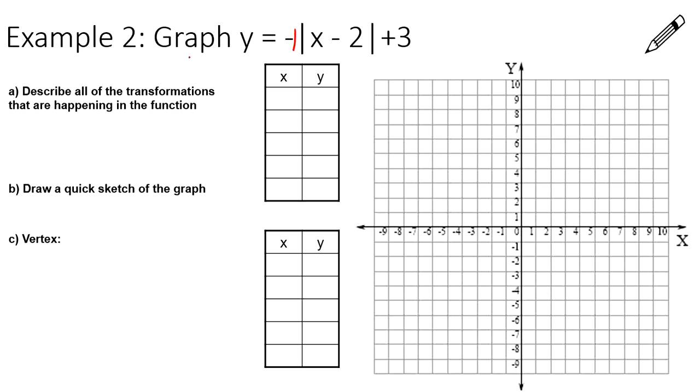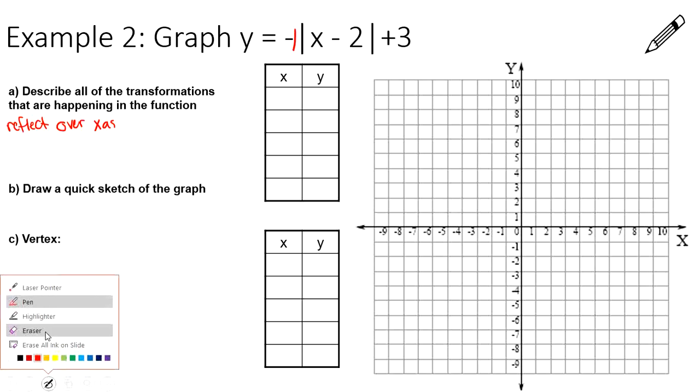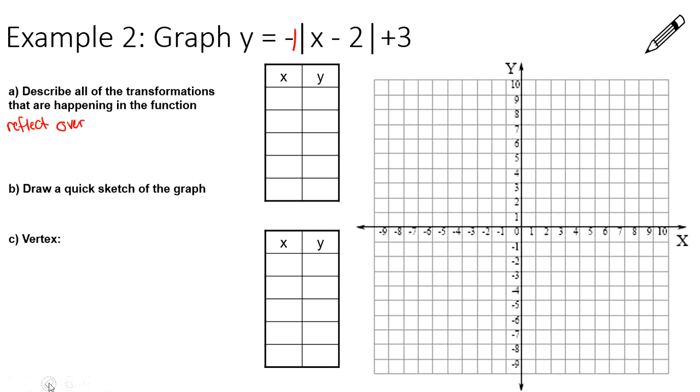So before we go to graph it, now that we know what's going on with the transformations, let's describe them before we even talk about how my graph is going to change. So let's describe all the transformations that are happening to the function. The first thing we see is that negative 1 out in front, which means that it's going to reflect over the x-axis, right? Or it's going to open down, reflect over the x-axis. I spelled axis wrong here. Let me erase it. The x-axis, okay? That's the first thing that we notice.